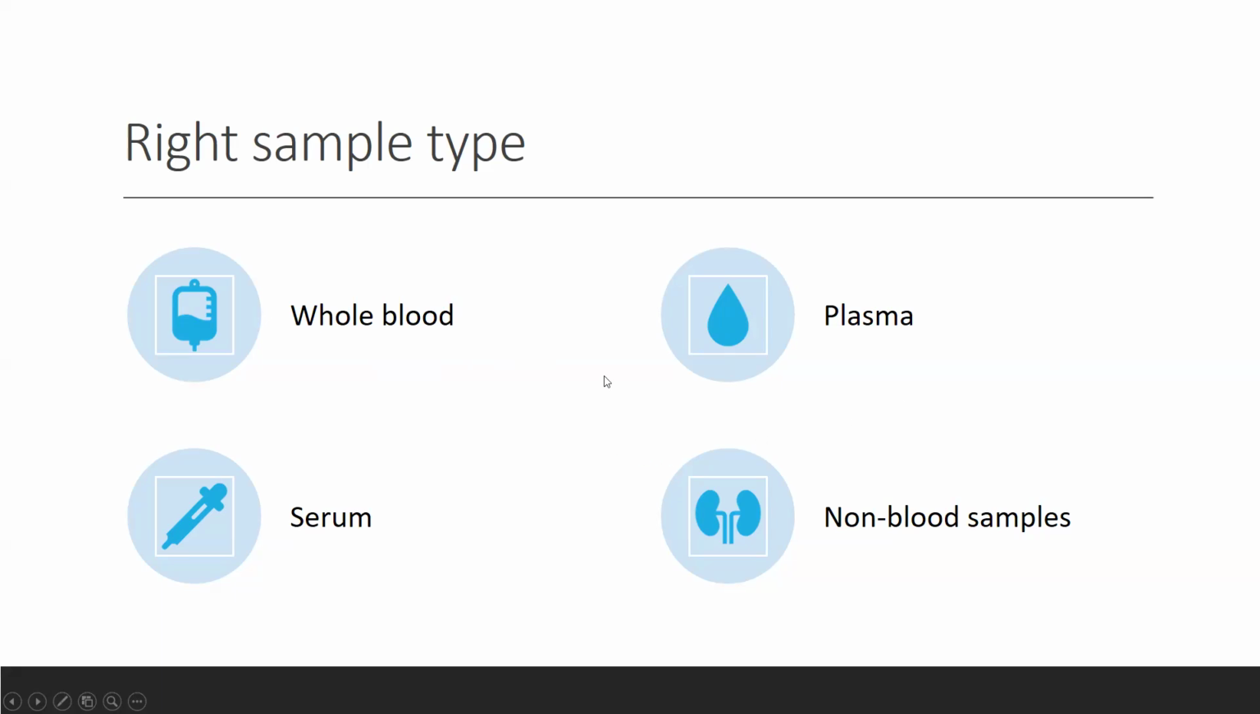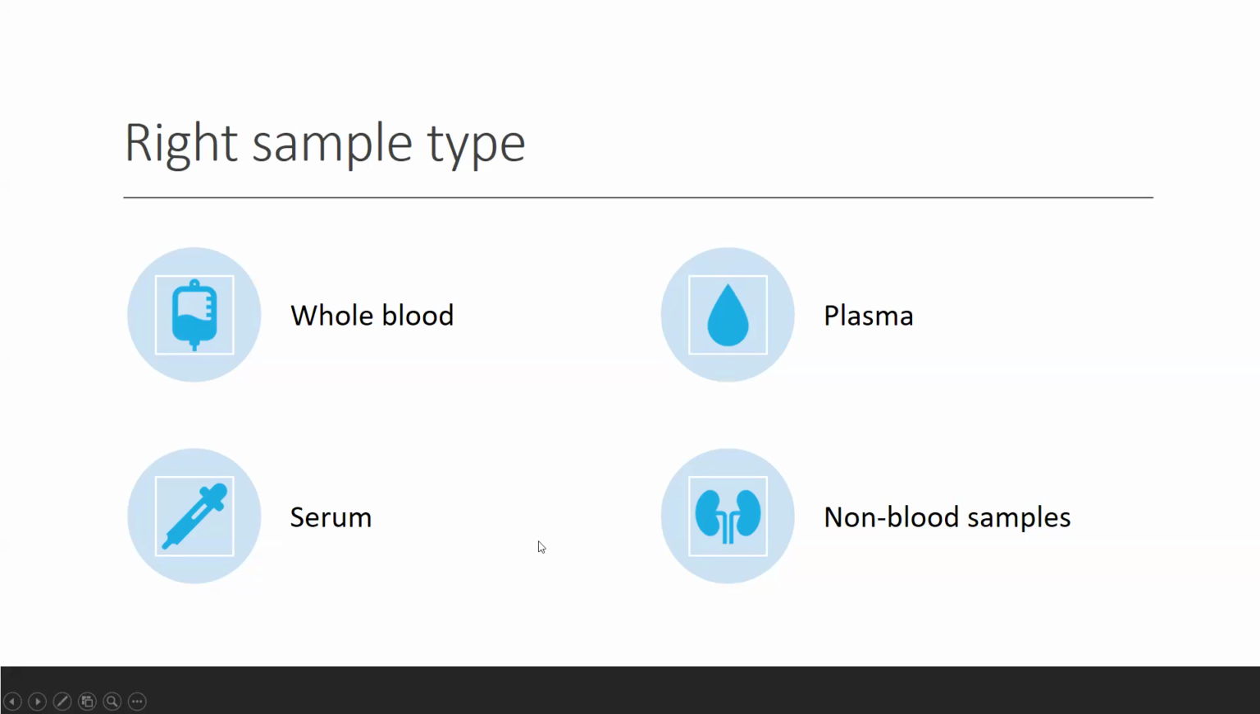Plasma, again, can be taken in purple top or green top, and it's the yellow fluid that can be separated from whole blood by centrifugation. Now, centrifugation involves spinning blood samples at really high speed, and the centrifugal force separates the components based on density. So the red cells fall to the bottom, and the fluid component sits on top. So the plasma can be separated from the red cells or from the cellular components and analyzed separately. Parathyroid hormone is a great example.